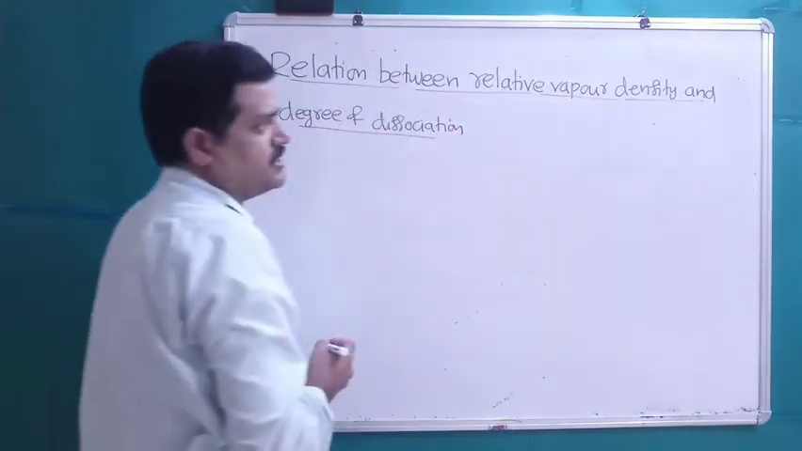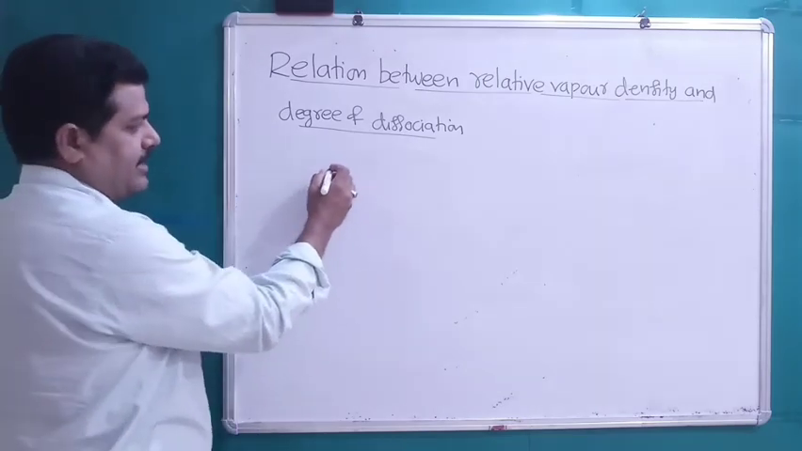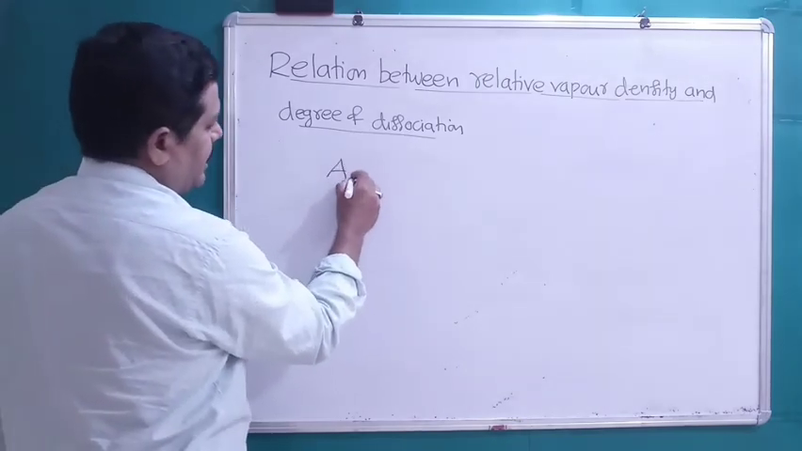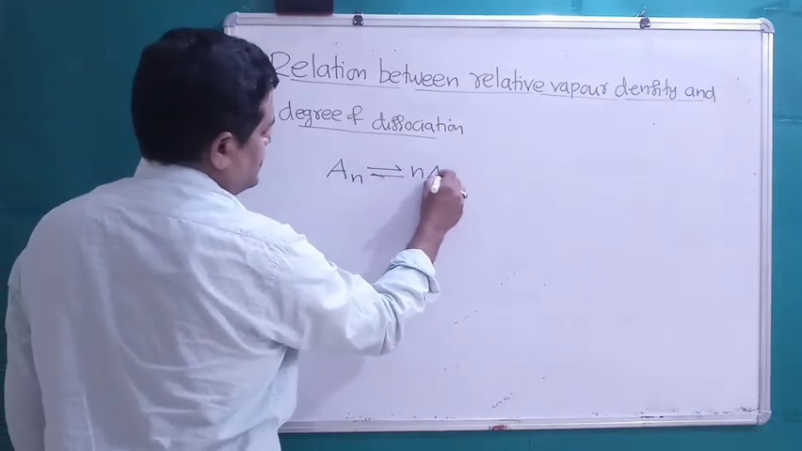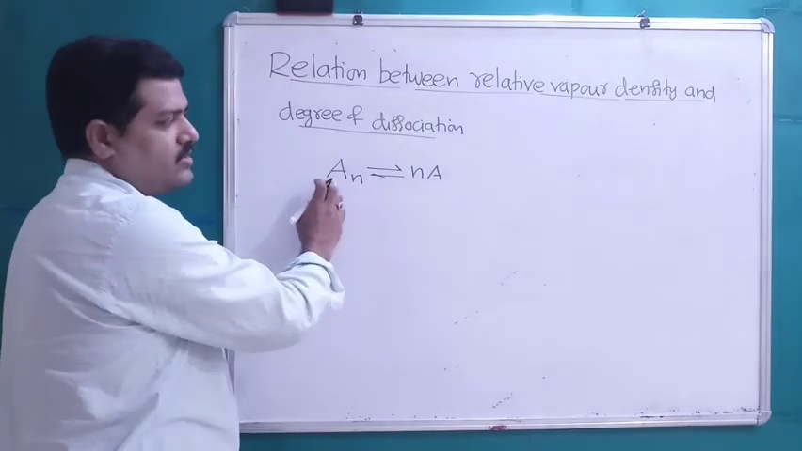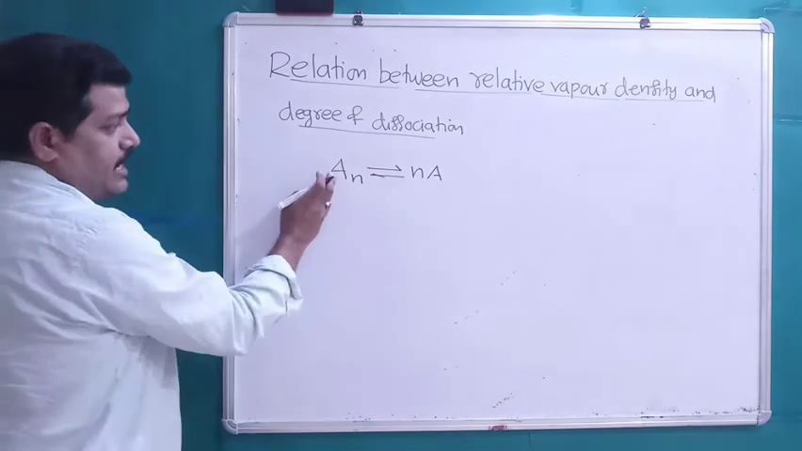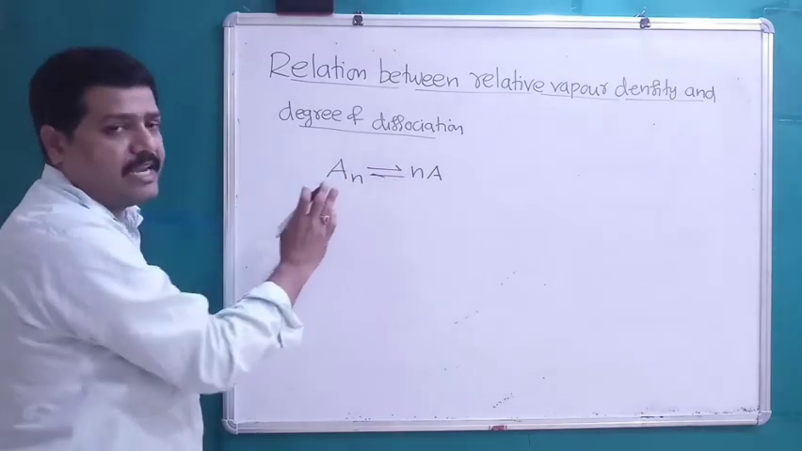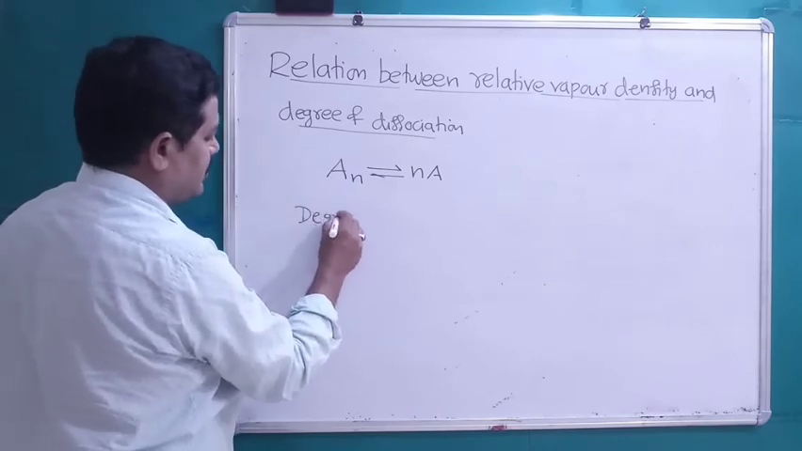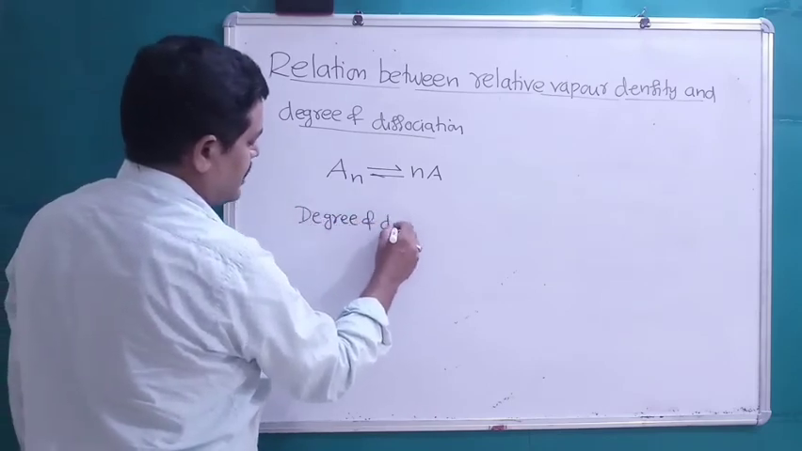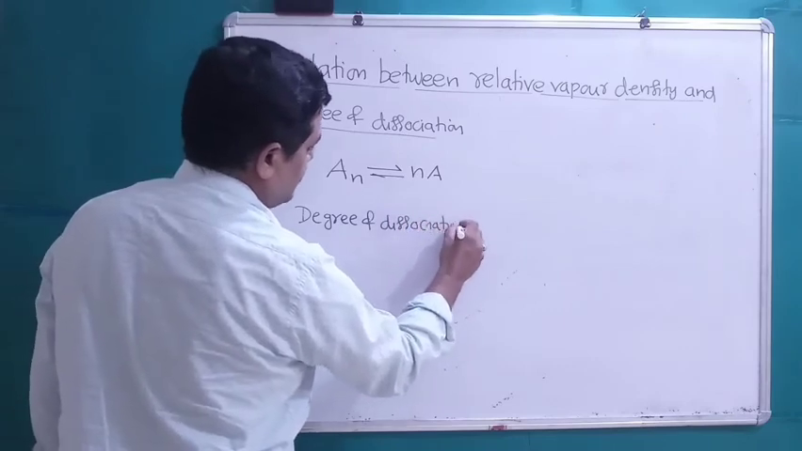Students, let us consider a hypothetical reaction which is in equilibrium. AN gives rise to NA. On dissociation, AN will give A, right? The dissociation equation is AN gives rise to NA, which is in equilibrium. Students, let us assume the degree of dissociation as alpha.